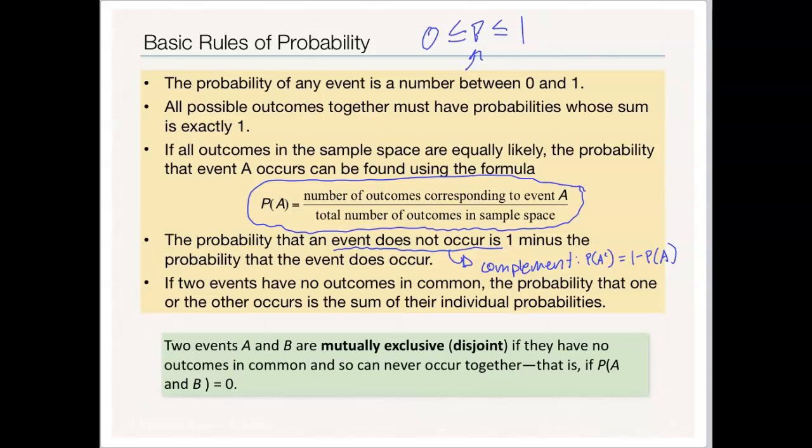All right, and last on this page, two events, A and B, are called mutually exclusive or disjoint if they have no outcomes in common and so can never occur together. That means the probability of A and B is 0. So they cannot occur at the same time. An example of that would be the probability of heads and tails, right? You can't flip a coin and get both heads and tails at the same time. So they are disjoint events.